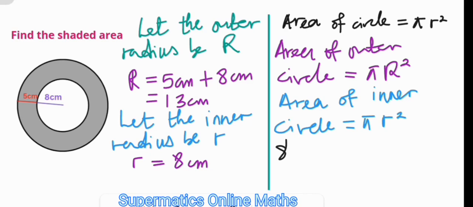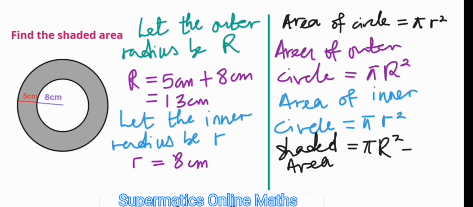So the shaded area is the difference in their area. That is, the shaded area is pi times the big R squared minus pi times the small r squared. Then we can factor pi from here. When pi is factored, we have big R squared minus small r squared.